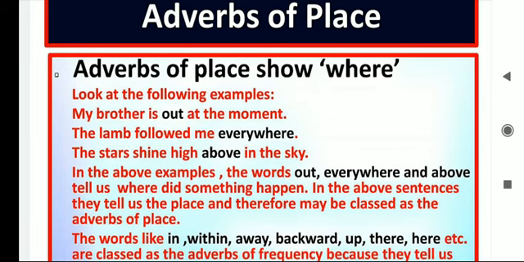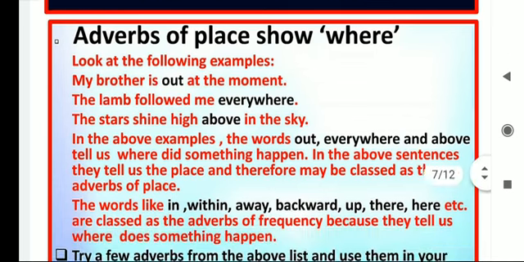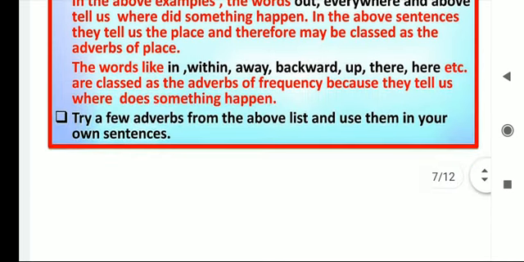My brother is out at the moment. Out, everywhere, above. So therefore, why did something happen? In the above sentences they tell us the place, and therefore they may be classed as adverbs of place. Therefore, the words like in, within, away, backward, up, there, here, etc. are classed as the adverbs of place because they tell us where something happens.